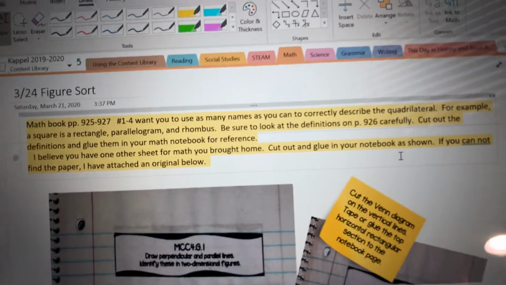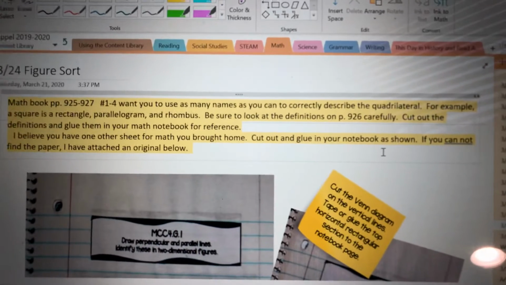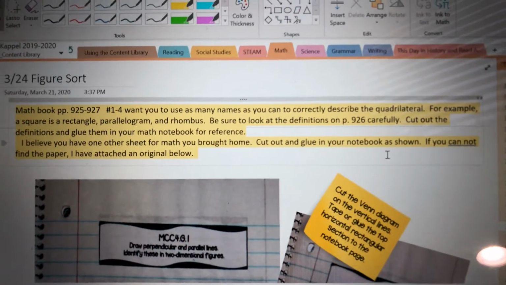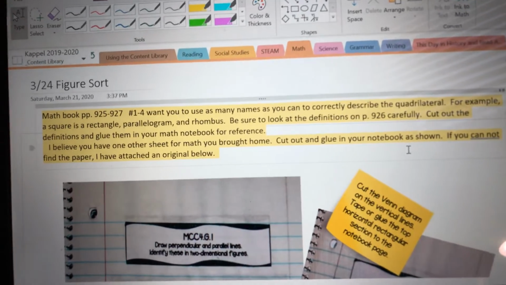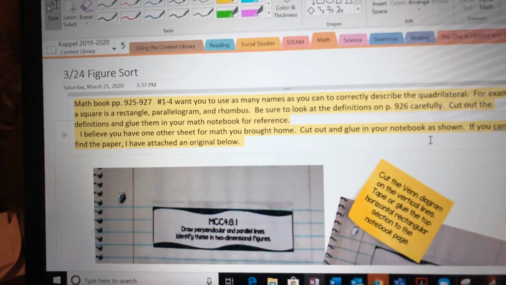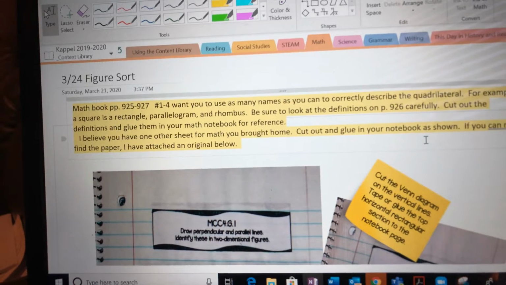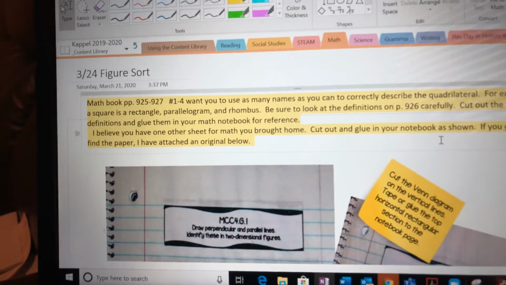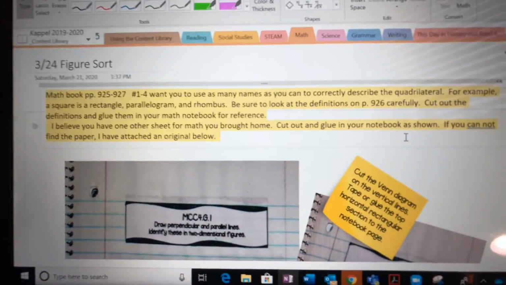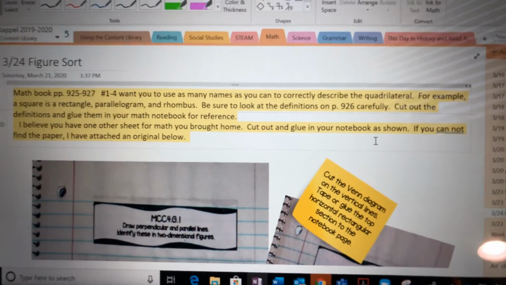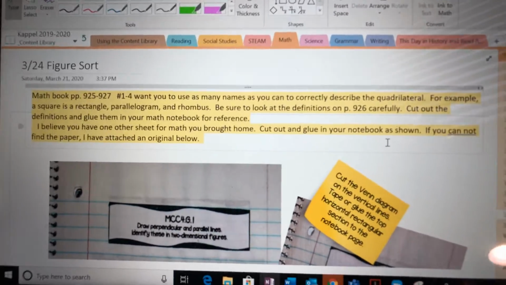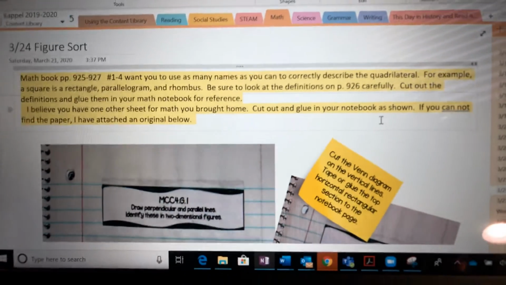So we're going to be doing this for 2 days because it's a little bit tricky. You're really going to have to pay attention to those definitions and the characteristics of each of these quadrilaterals. On page 926, that little section that has the shapes and their definitions, you can cut that out and glue that in your math notebook to have as a resource.